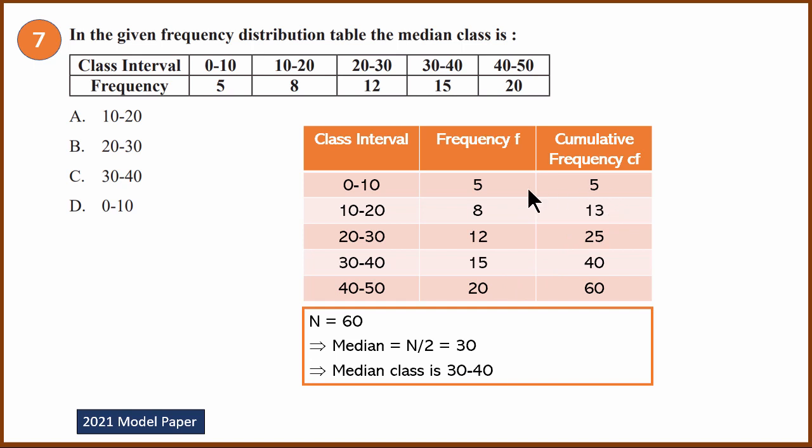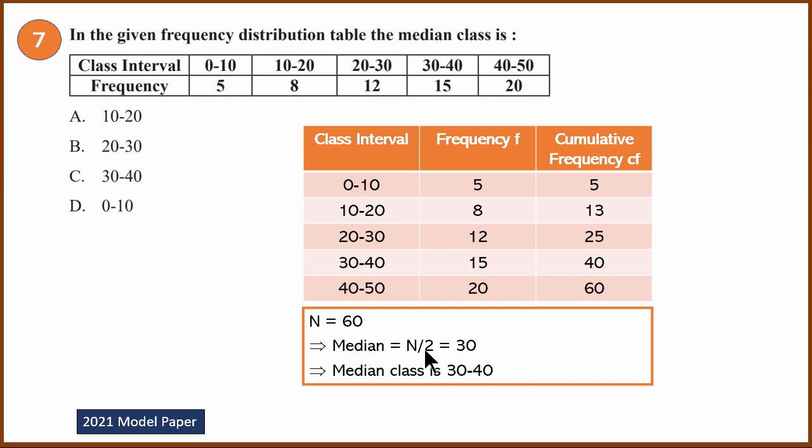Cumulative frequency. So first group is 5. Second group is 8 plus 5, which is 13. Third group is 12 plus 13, which is 25, and so on. So we get 60, which means the total number of entries is 60.